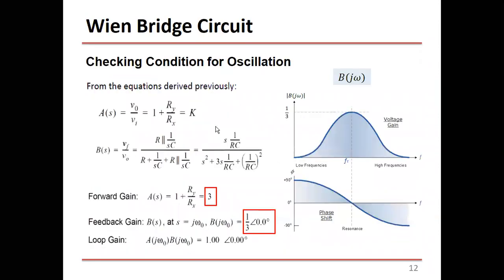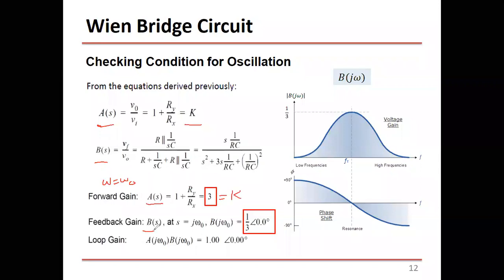So let's check the condition. This is A of S, as we said, it's K, which is 1 plus Ry over Rx. And B of S is this one here, which we did before. At omega equals omega 0, A of S is not going to change. It keeps as K, which is 3.